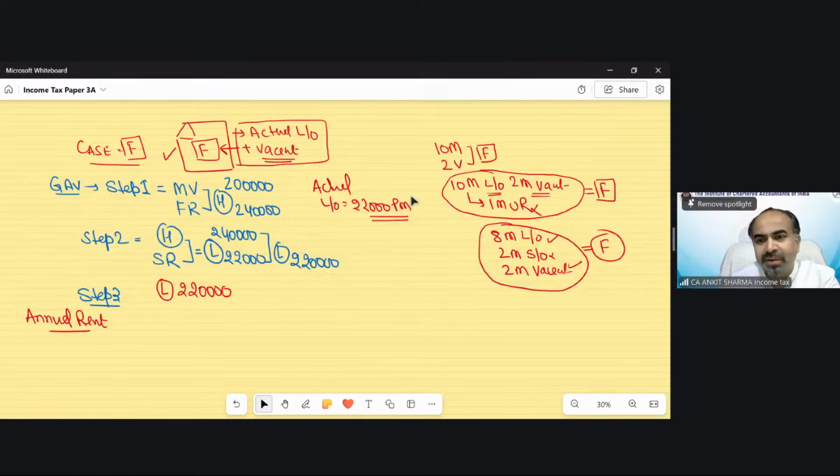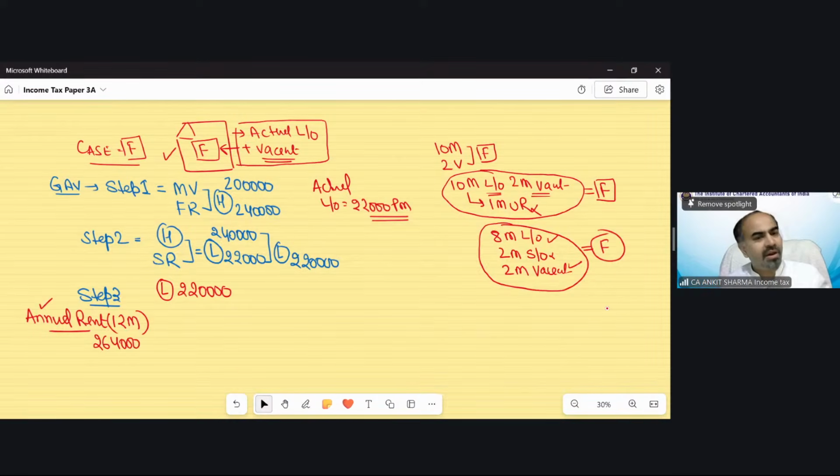Just try it. So rent received is actual rent received, and annual rent means you need to take the full 12 months rent in this case, whether it has been received or not does not matter. Annual rent means we always take the full 12 months rent, because that term denotes annual rent. So if the actual rent was 22,000 per month, the annual rent is going to be 2,64,000.